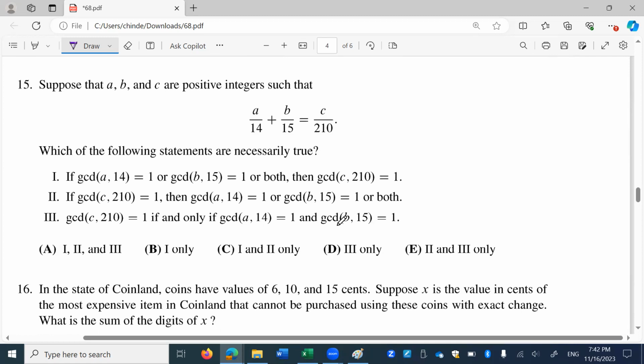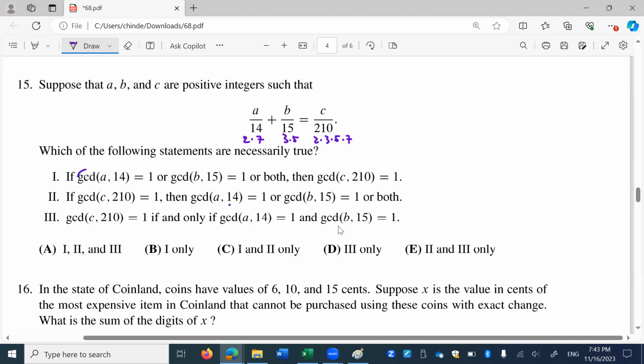Okay, a, b, and c satisfy this equation. So we're adding fractions. 210 is the least common multiple of 14 and 15. 2 times 7, 3 times 5, 2, 3, 5, 7. So which of the following statements must be true? So statement 1, GCD of a and 14 equals 1. So we're always looking at the GCD of the numerator with the denominator of one of the fractions.